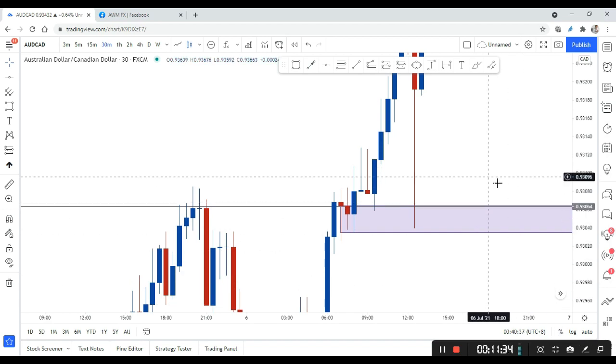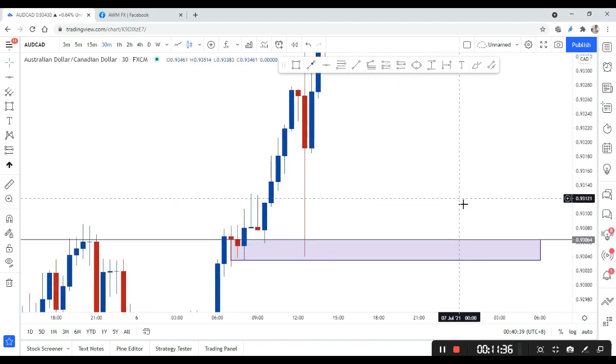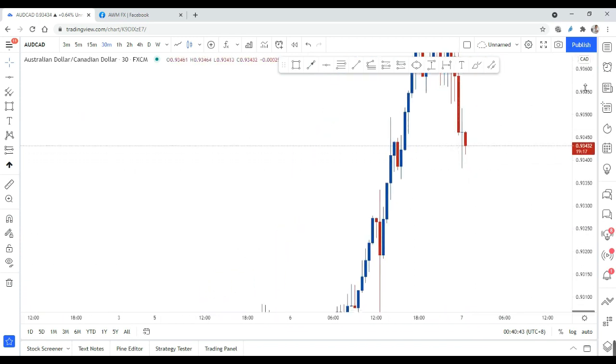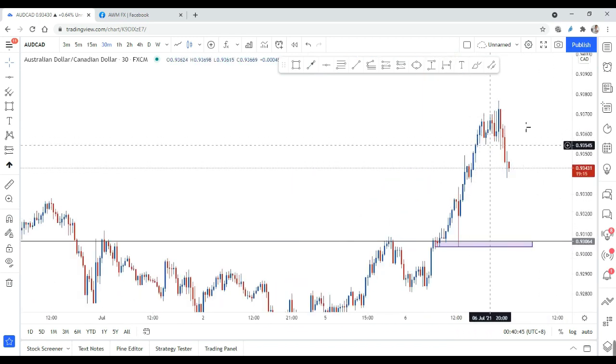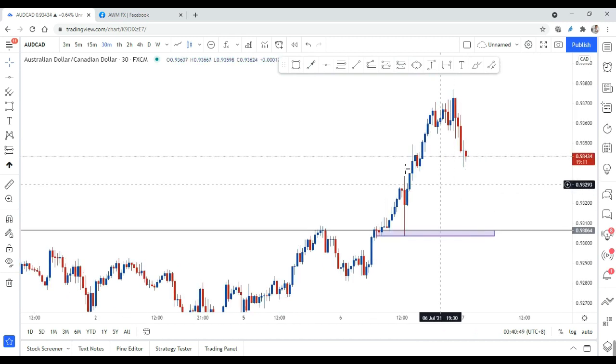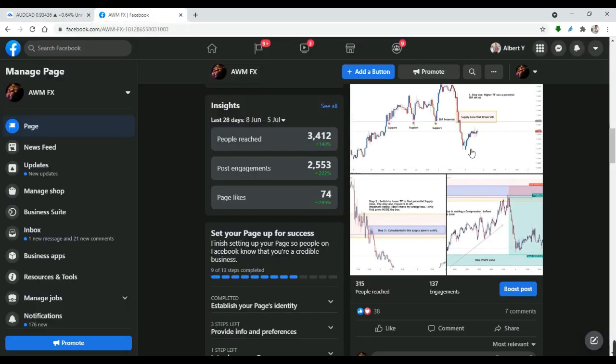So what happened is that the price came into this zone and then reacted and shot up. Very nicely done. I didn't take this trade. The next trade that I took is actually in fact just now. Fantastic. I can tell you, fantastic.